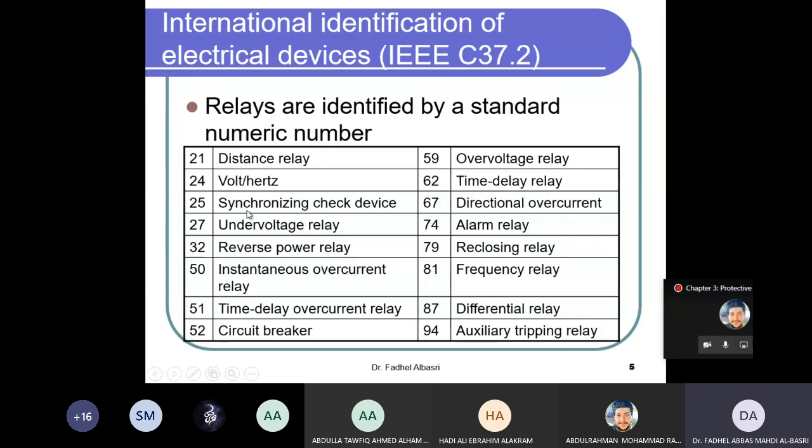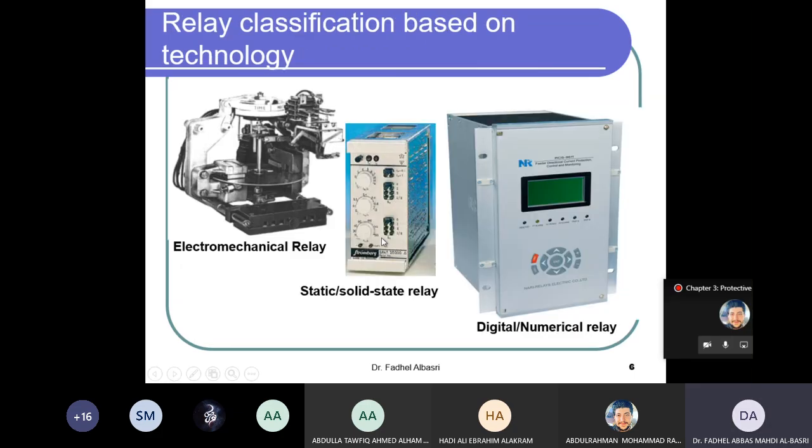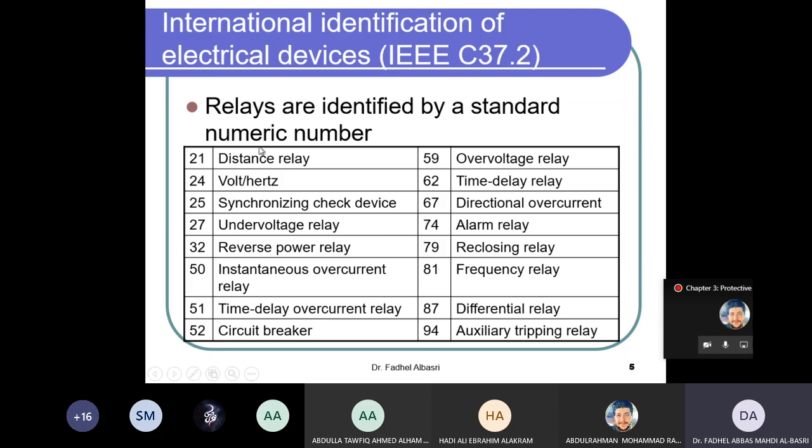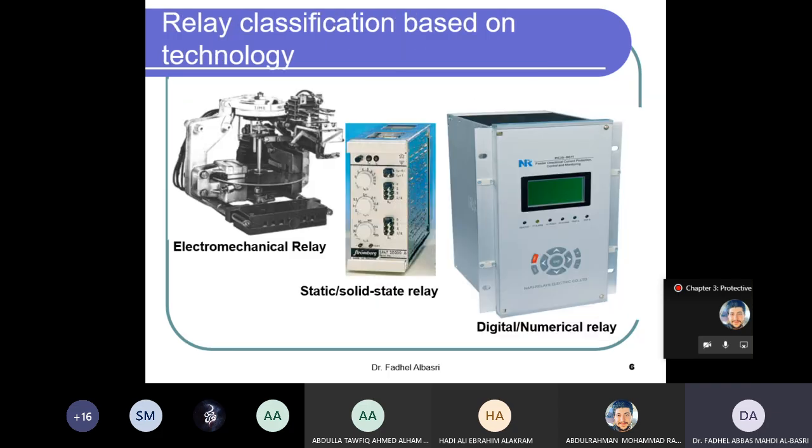Also, I mentioned the numerical numbers to identify relays. So for distance relays, for overcurrent relays, each has a standard number. This is a universal number that represents each type of relay. Even the breaker has a number that represents it. Breaker is the 52. This is the American standard, according to the IEEE. But we also have symbols that represent them according to IEC standards.